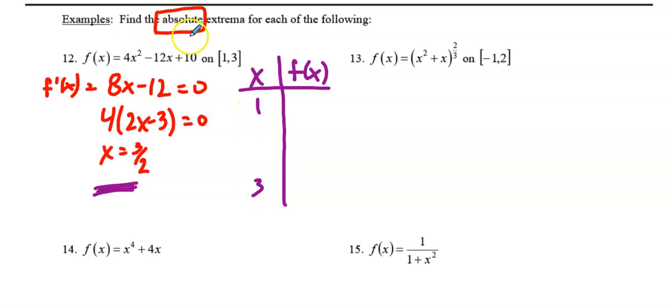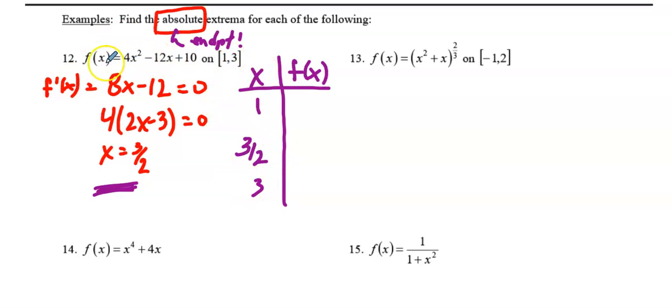Now, for absolute, you have to include the endpoints. For relative, never, ever, ever. You also want to make sure that this number is in between this interval. If it's not, then it doesn't matter because we only care about what's going on between 1 and 3. So I go ahead and put 3 halves here just because it is in that interval. All right. If it's not, we don't count it.